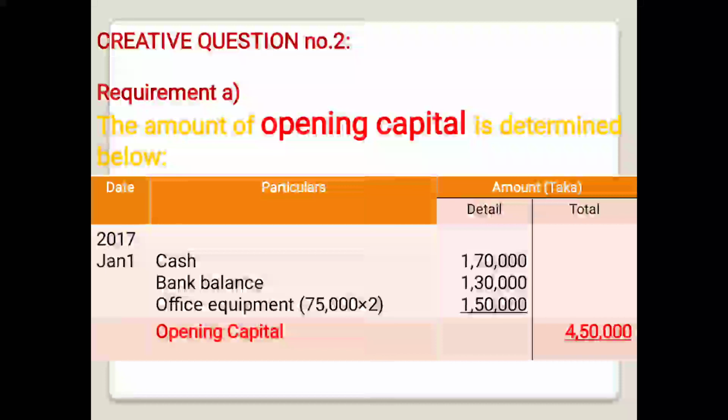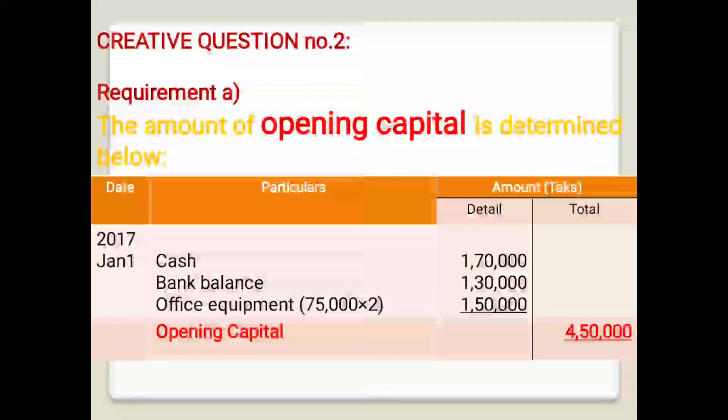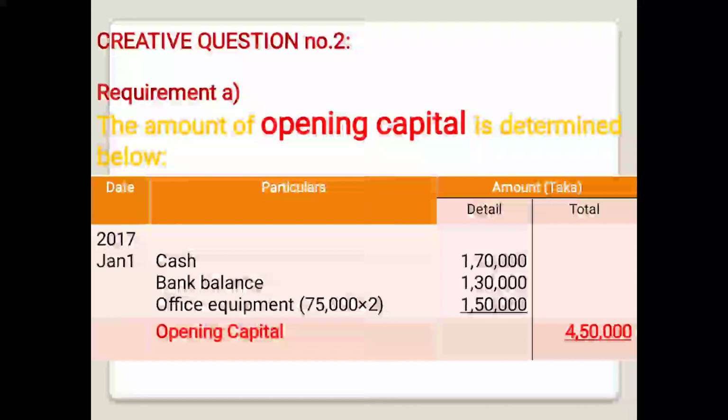The first requirement: the amount of opening capital is determined below. Total 4 columns are available: date, particulars, amount taka, detail, total. 2019, not 2017, January 1, cash 1,70,000, bank balance 1,30,000, office equipment 75,000 into 2, that is 1,50,000. Total amount of opening capital is taka 4,50,000.